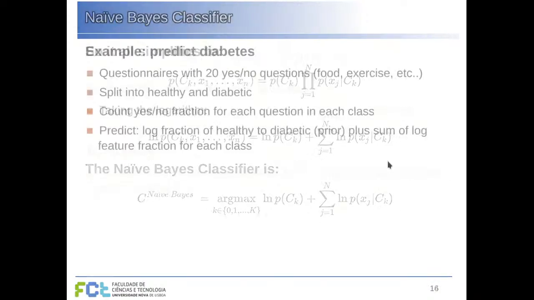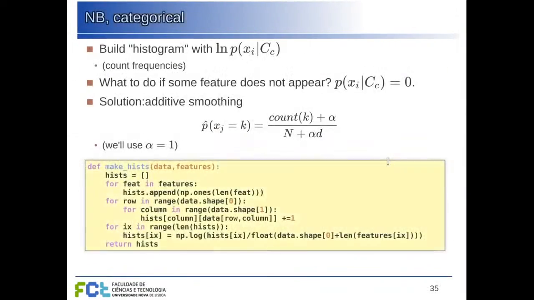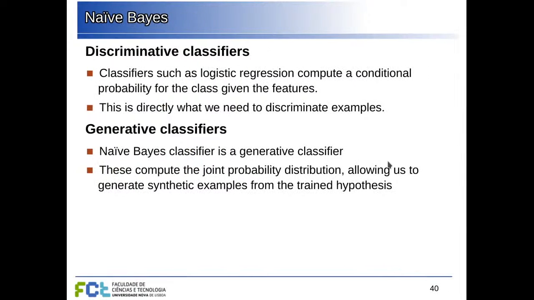This means that we can then sample from that joint probability distribution and generate new examples, because we know the probability of having some particular features if we know the class. We can go back and forth in this case. So the naive Bayes classifier is a generative classifier. Unlike logistic regression, you can use the naive Bayes classifier to generate new data.